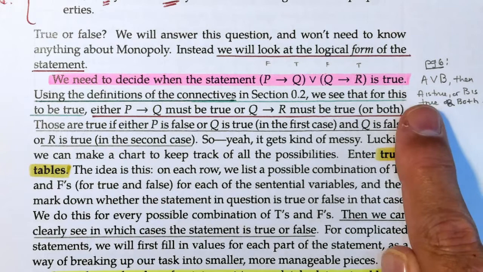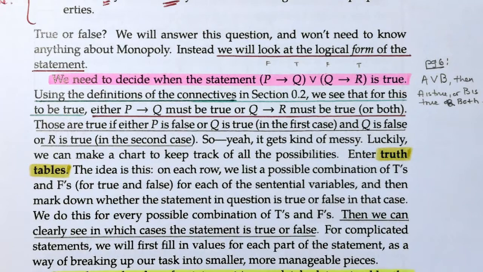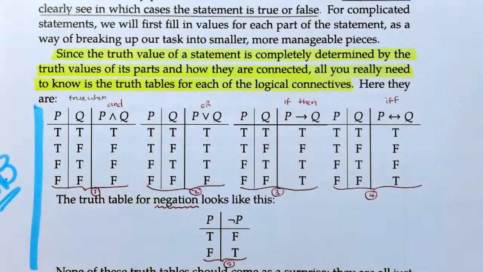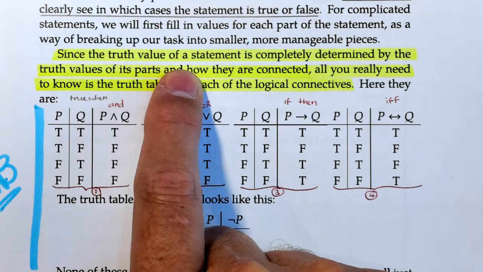He continues then by saying, since the truth value of a statement is completely determined by the truth values of its parts and how they're connected, all you really need to know is the truth tables for each of the logical connectors. Okay, so let's have a look.